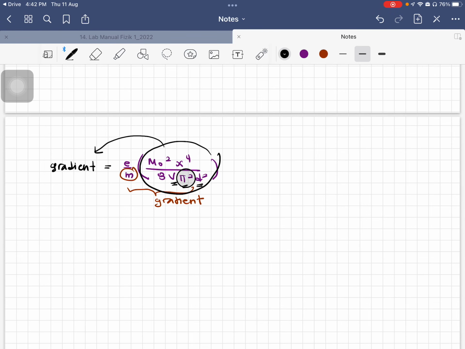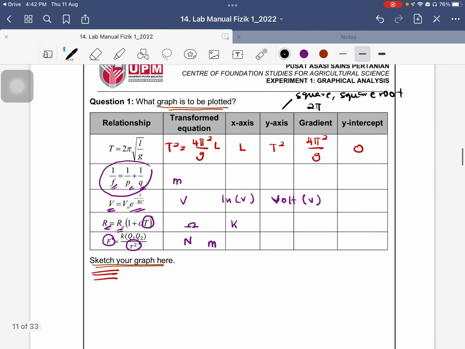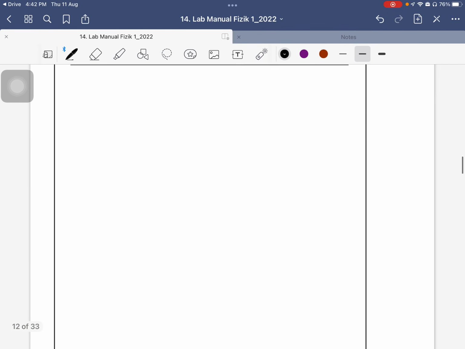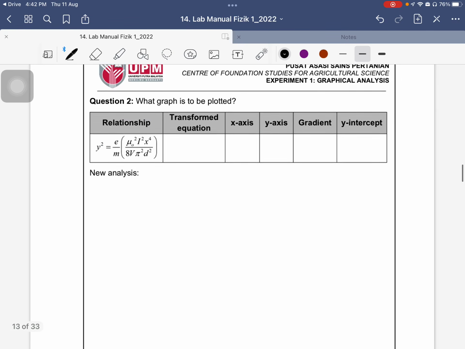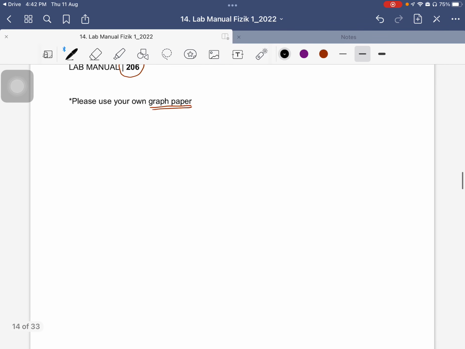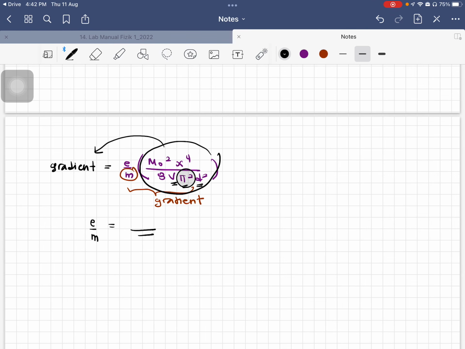Show the calculation. You will have E over N here. Show the calculation in the page provided. Okay, show the calculation here. There is so much space here. Okay, now that is the end of experiment 1.